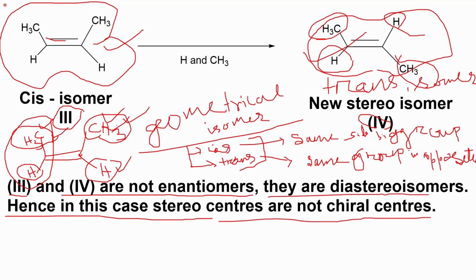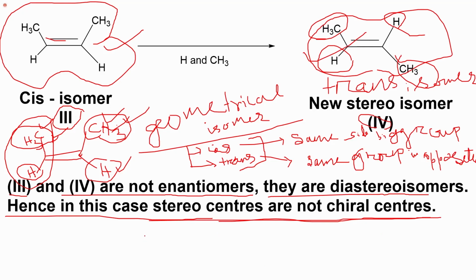Why? In the previous slide, what we have seen is that although you are interchanging two groups, you are generating a new stereo center, then it is a chiral center. But here, there was one condition that the new stereo centers should be enantiomers to each other. But here, cis and trans isomers are not enantiomers to each other. So that's why 3 and 4 are not enantiomers. They are diastereomers. And hence, in this case, stereo centers are not chiral centers.